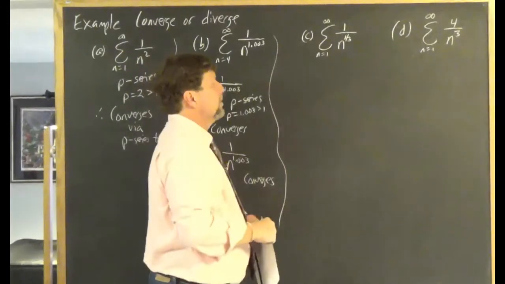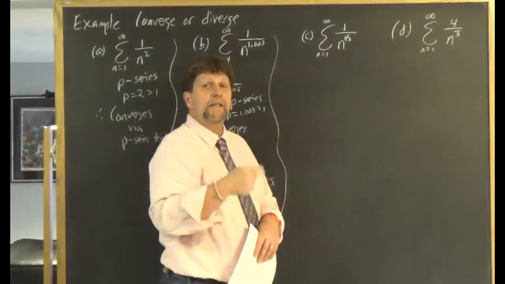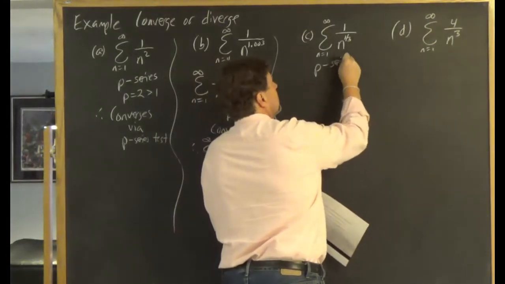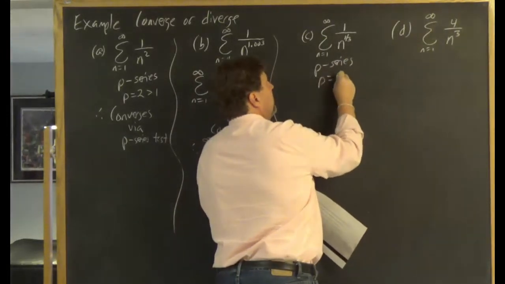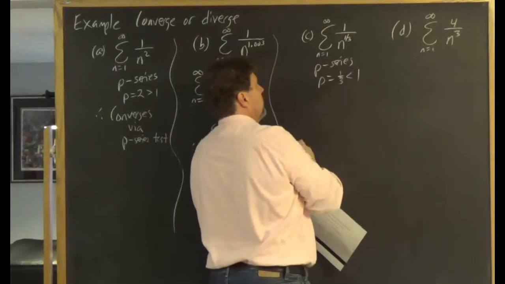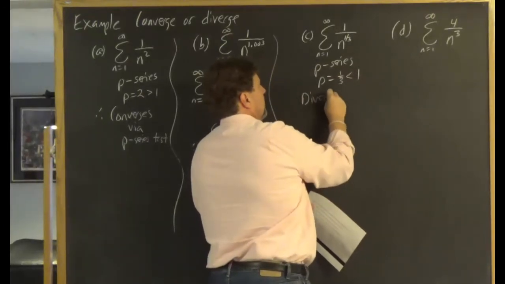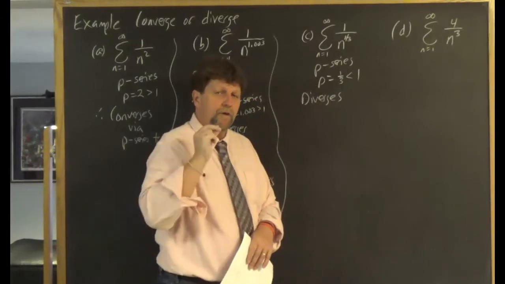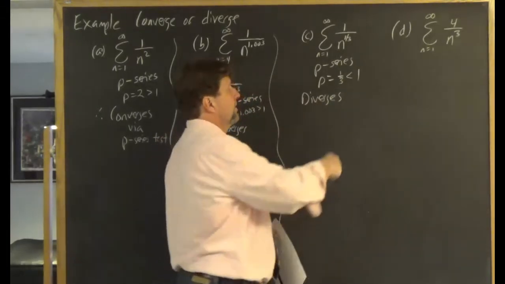Well, look at that. n equals 1 to infinity, 1 over n to the 1/3 power. That's a p-series. p is 1/3, which is less than 1. That means it diverges. Very quick. Boom. We know it diverges.